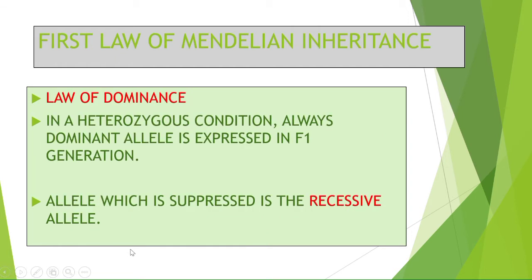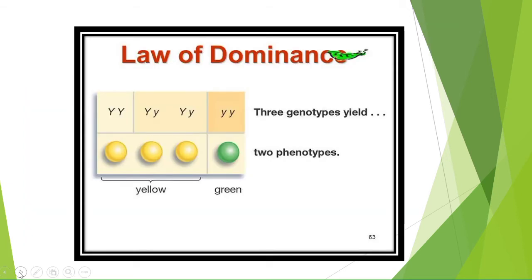Now, laws of Mendelian inheritance. First law is the law of dominance. In a heterozygous condition, always the dominant allele is expressed in the F1 generation. The allele which is suppressed is the recessive allele. So if you remember the cross, in the F1 generation we got tall plants. That means tall is the dominant character. This figure shows the law of dominance. 3 genotypes are present, but the phenotypes are only 2. 3 offspring are showing the dominant character and 1 offspring shows the recessive character.